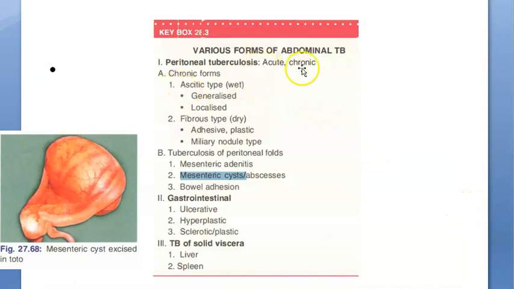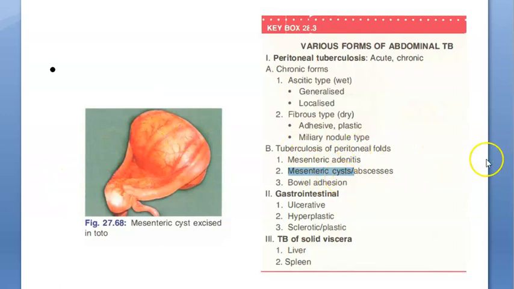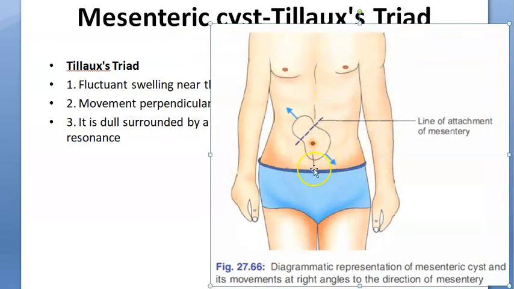So basically, there can be tuberculosis of the peritoneal folds which can manifest as a mesenteric cyst. Okay, so this is something. Among the various forms of abdominal TB, one of them is this tuberculosis of peritoneal folds, where you can see mesenteric cyst. Okay. Now, so they told you, right? It is going to be around the umbilicus, a mass, right?